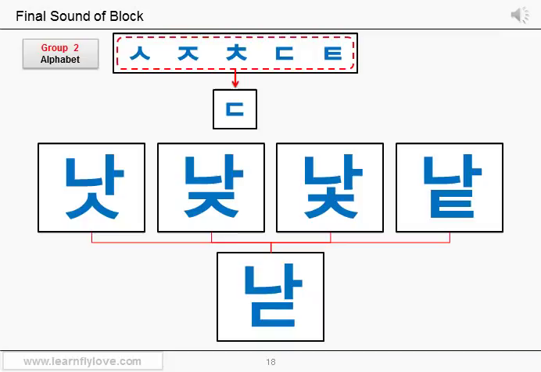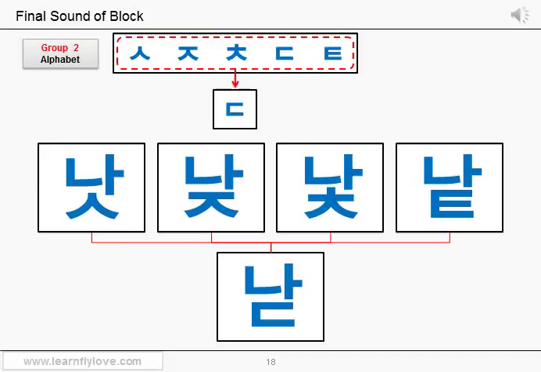And all these five letters with different final consonants from group 2 sound the same, theoretically, according to the Korean standard pronunciation rule. They all sound not with a D consonant as a final. Are you okay with this?